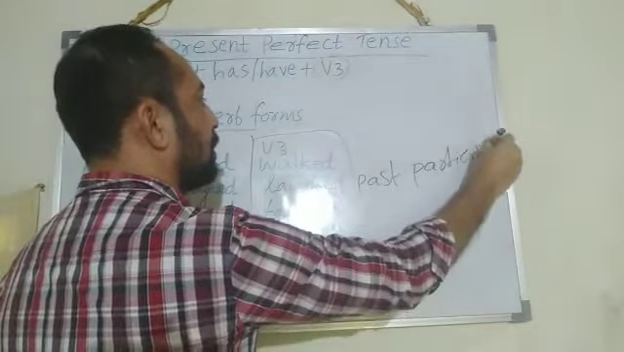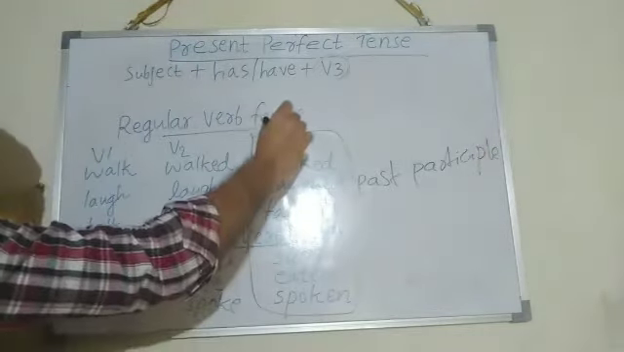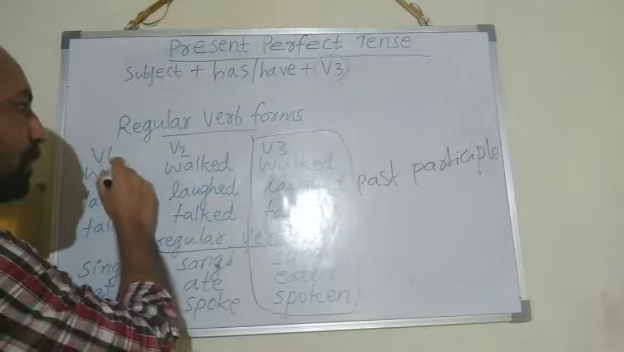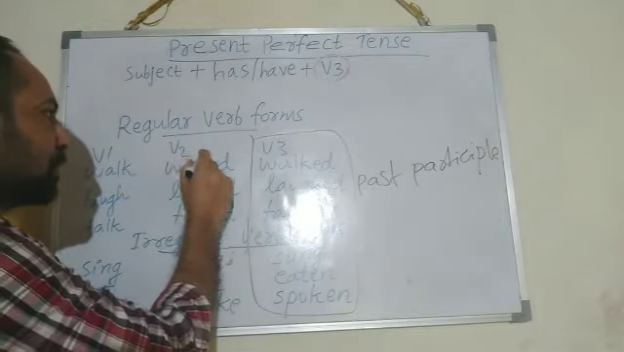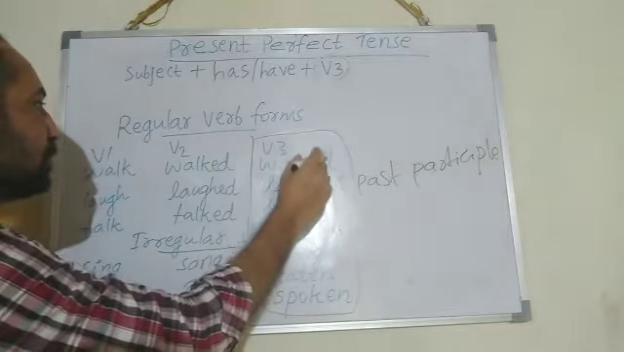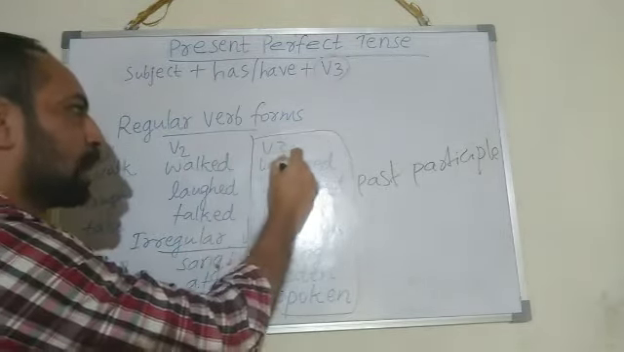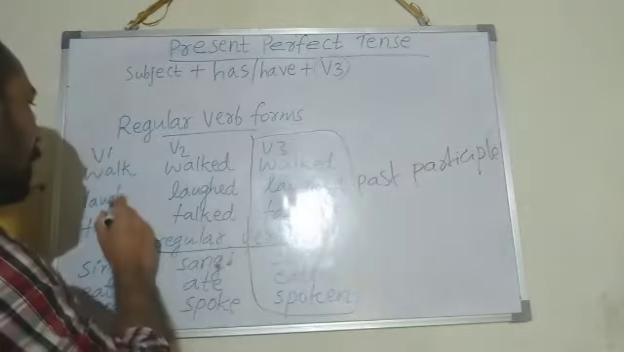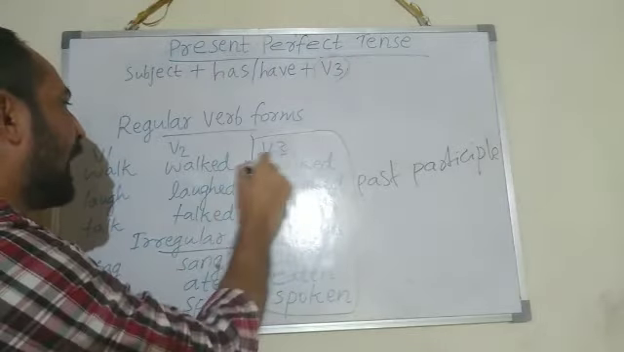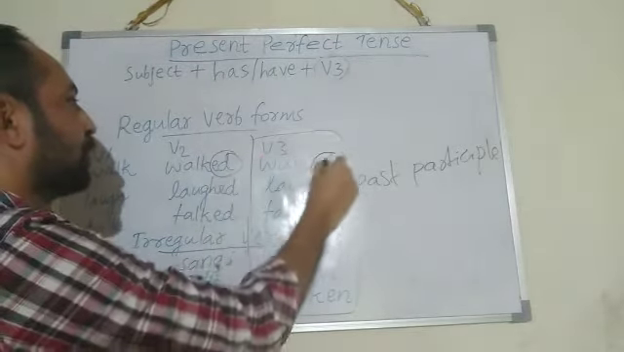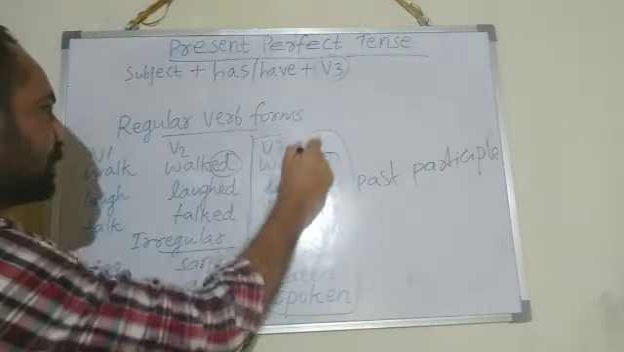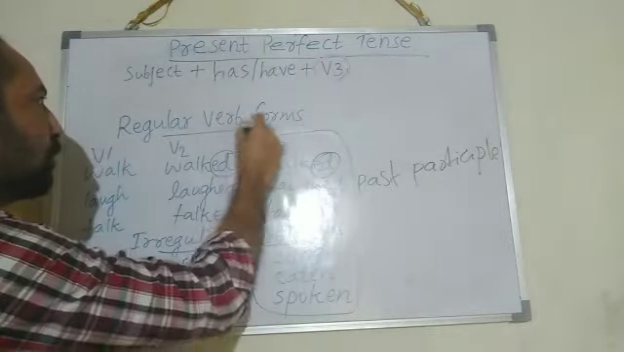Here regular verb forms, they are walk, that is V1 or base form of the verb, V2 simple past or past form, walked. V2 is simple past, V3 is past participle. Laugh, laughed. Talk, talked. Here you are adding ED form to the verb. They are called regular verb forms.